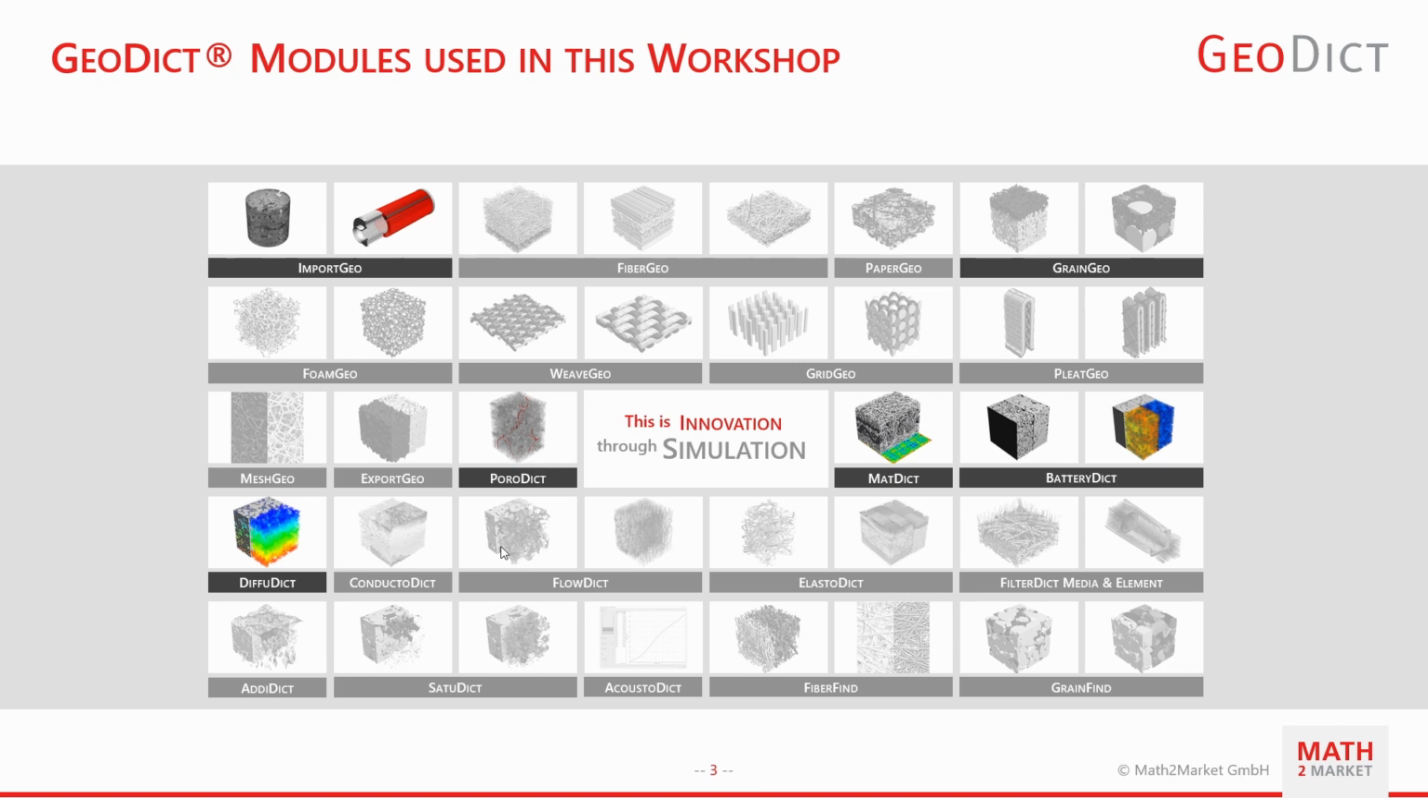As GeoDict is a big box full of tools, I want to show you those that are important for battery simulation. To import the data, you need the ImportGeo module. To create new grains for a digital twin or something, you need GrainGeo. To make the surface calculations and the porosity, you need the PoroDict and the GeoDict. For the flow through the pores of the ions, you need the FlowDict, and in the end, for the battery simulation, you need the BatteryDict.